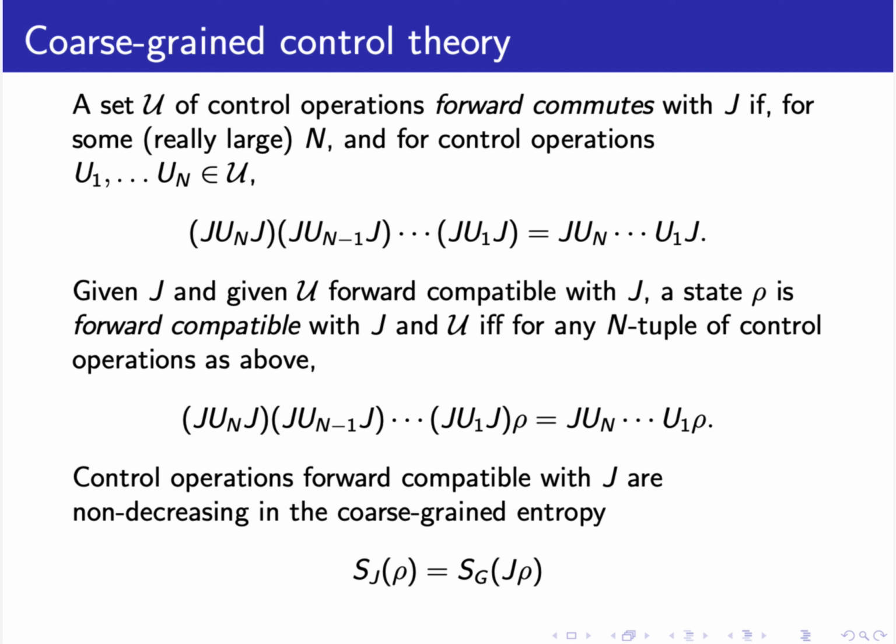And you can see, hopefully fairly immediately from this, it's a couple of lines to prove formally, that if I'm acting on a system with control operations that are forward compatible with j, then those transformations leave the j entropy, the coarse-grained entropy, non-decreasing. Non-decreasing, but generally increasing, notice. The Gibbs entropy is a constant of the motion. The coarse-grained Gibbs entropy is not. There's no bar to the coarse-grained Gibbs entropy increasing under dynamics.